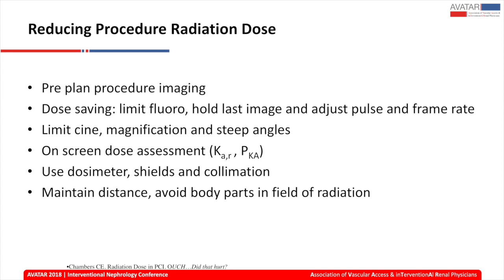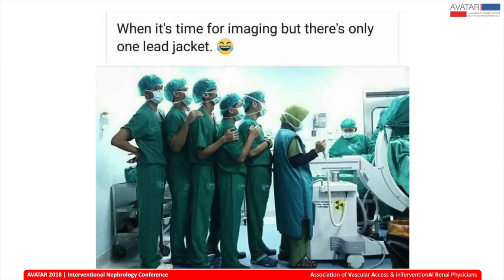You should use dosimeters. These are for your protection. You can put one on your collar, one on your belt, and that keeps measuring your level of exposure, because eventually, day in and day out, you are going to be exposed to a high amount of radiation otherwise. You should maintain distance and avoid any body parts within the field of radiation. Now, this is not really the way you should work, using a human shield, so there is only one lead apron and everybody else is just trying to hide behind that. So this is not safety. You have to be very conscious of radiation safety.